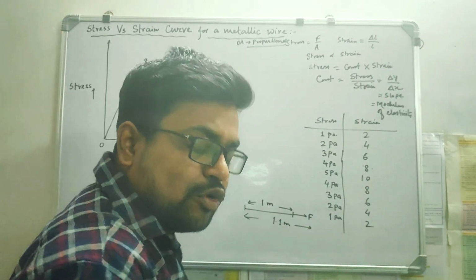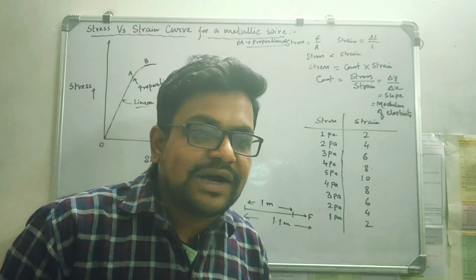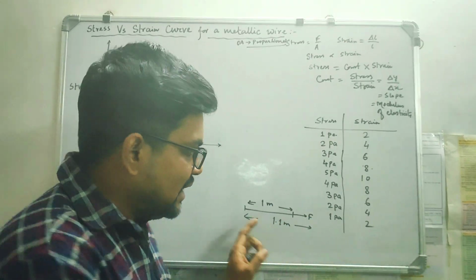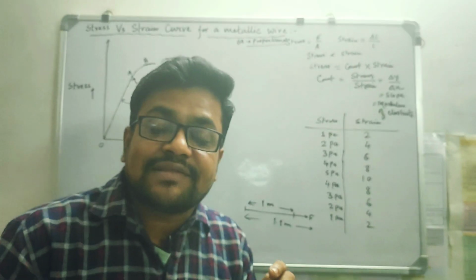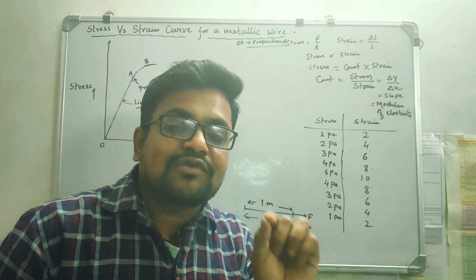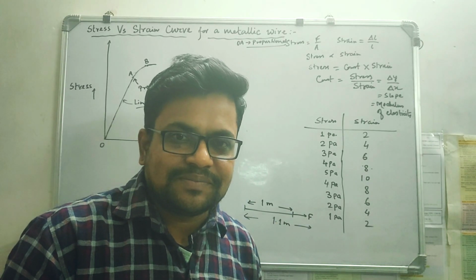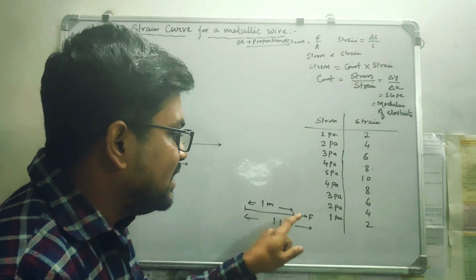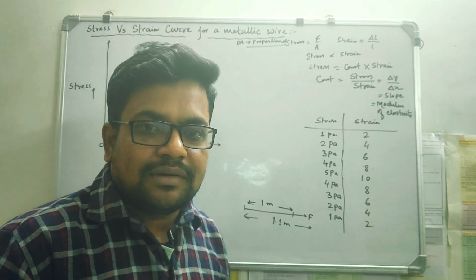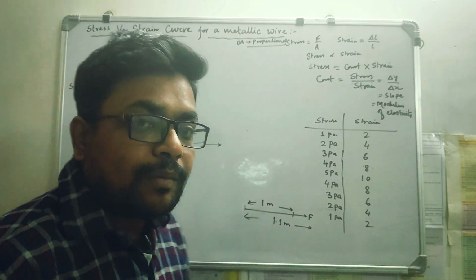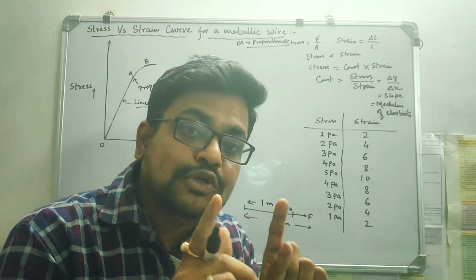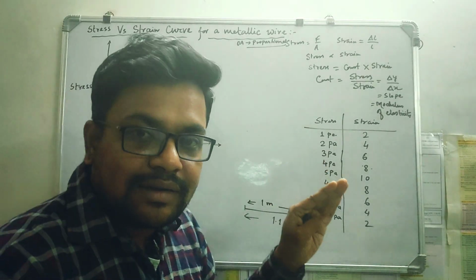When we remove the deforming force, it bounces back to its original shape again. This is called elasticity. So up to point B, this elasticity will be maintained. Up to point A, proportionality is maintained. Proportional means the graph will be a straight line.